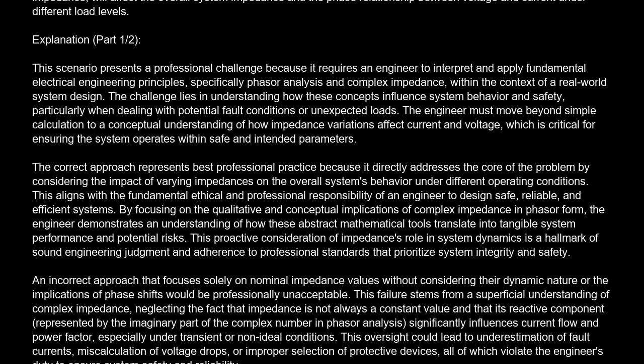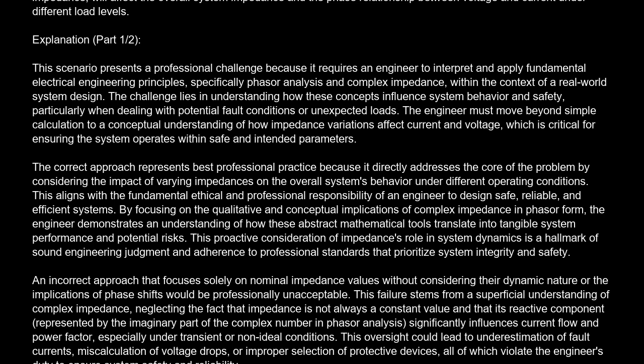The correct answer is A. Evaluating how the varying reactive components of the motor loads, represented by the imaginary part of their complex impedance, will affect the overall system impedance and the phase relationship between voltage and current under different load levels.